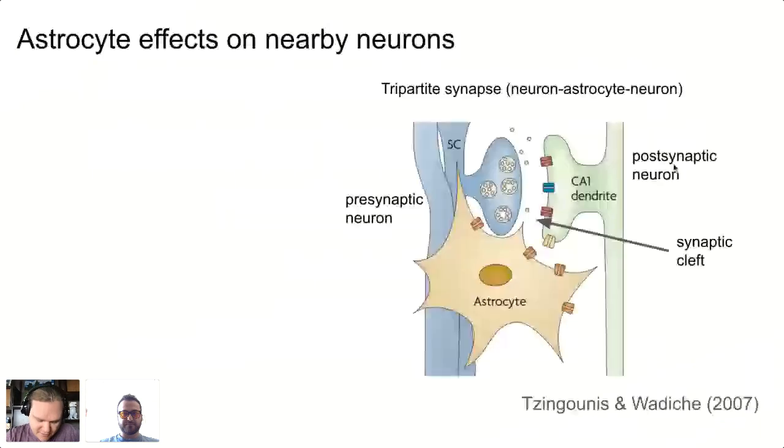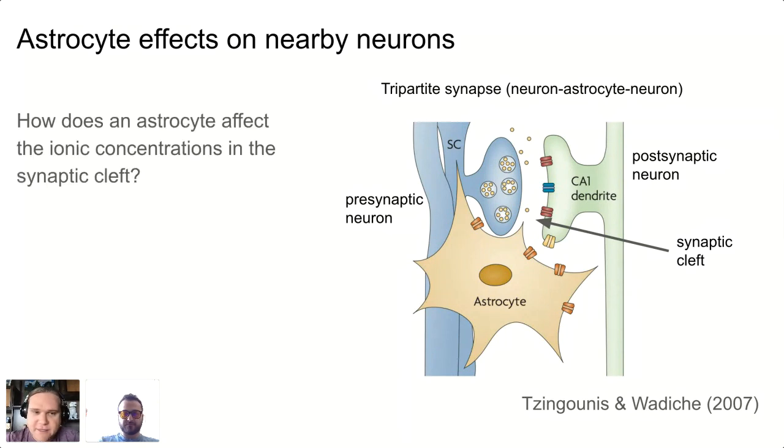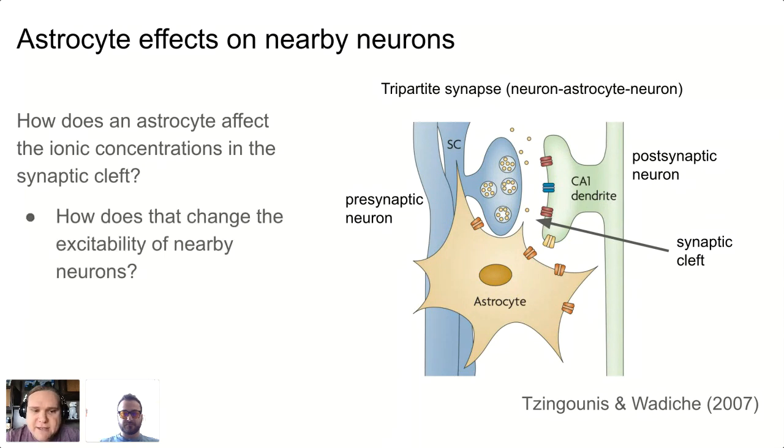As we saw in Mauricio de Pita's tutorial and Evan's talk just now, astrocytes can have effects on nearby neurons. They're specialized glial cells throughout the CNS, and one of their major roles is to wrap synapses to form tripartite synapses. The astrocyte will go up to a neuron-to-neuron connection and wrap it partially, which gives it direct access to the ions and neurotransmitters in the synaptic cleft. What we're interested in is how an astrocyte affects the ionic concentration in that synaptic cleft, and how that changes the excitability of nearby neurons.